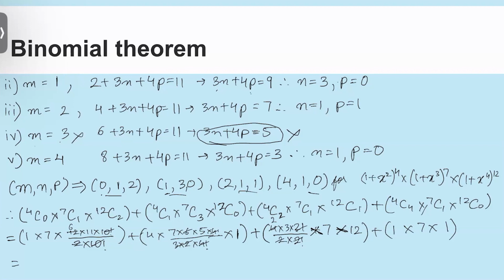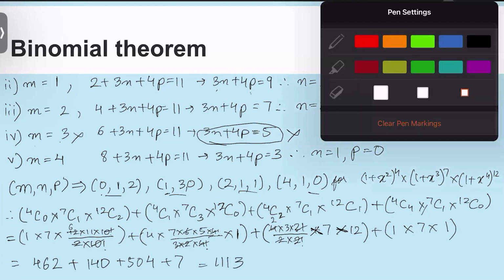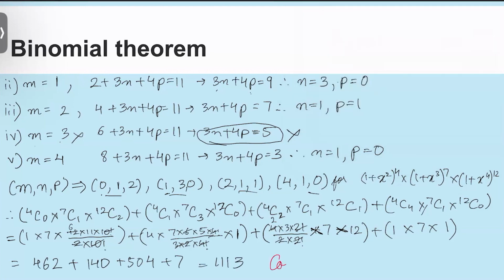So 66 into 7 is 462. Then you have plus 140 plus 504 plus 7. So that is equal to 1113. So the coefficient of x raised to 11 is 1113. So this is your result.